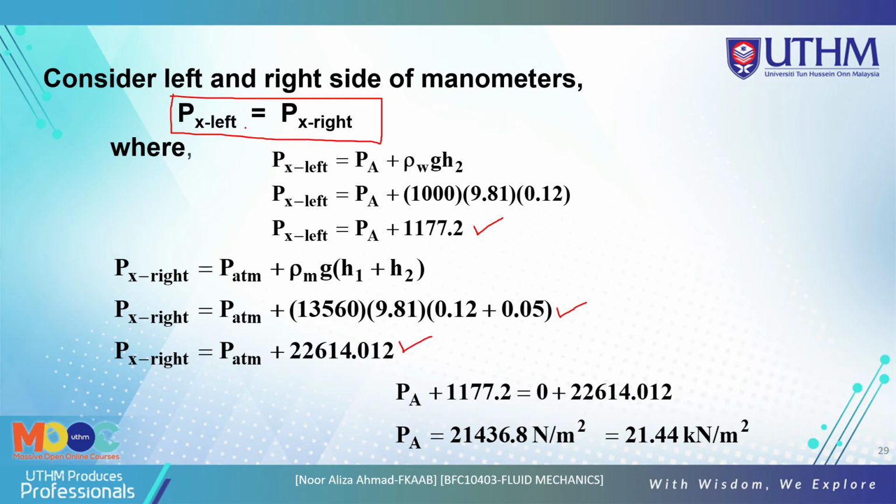So now you just equate P left and P right. This is P left, this is the P right, so you get the PA, with this value 21.44 kilonewton per meter square. So this is the solution for that figure.